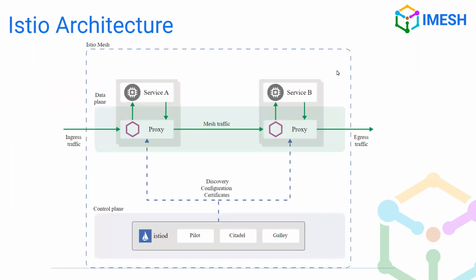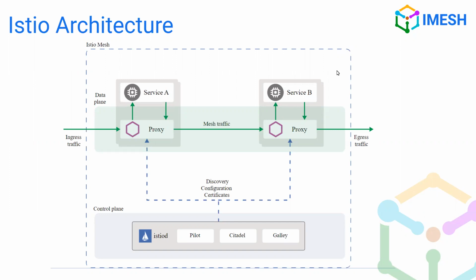Okay, so let's talk about a little bit of Istio architecture. We had discussed in a past session why Envoy was required and how Envoy works. In that session, we were discussing how it is injected into the pod and works as a sidecar proxy.